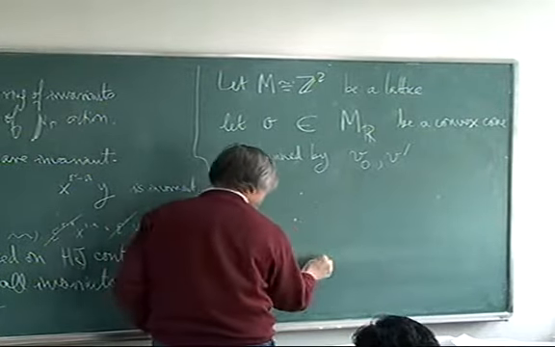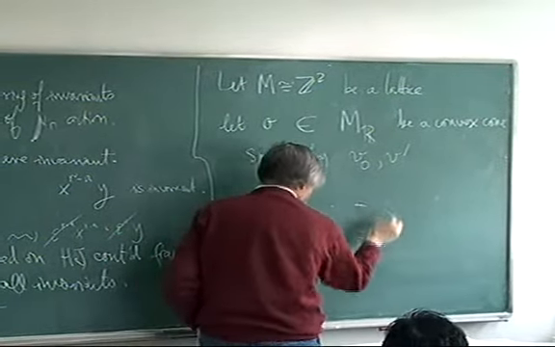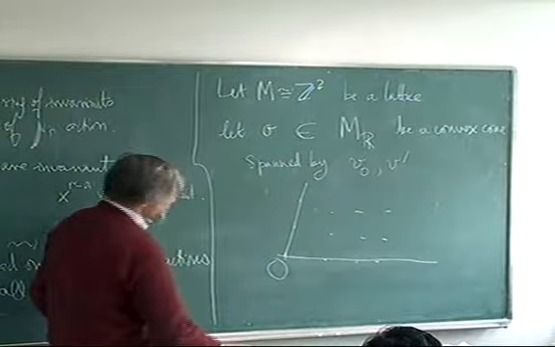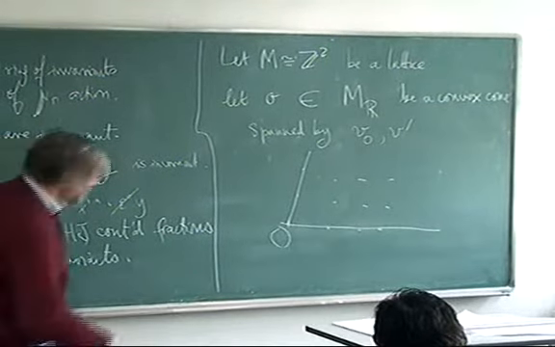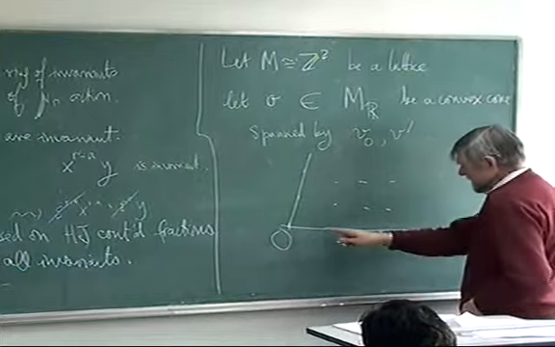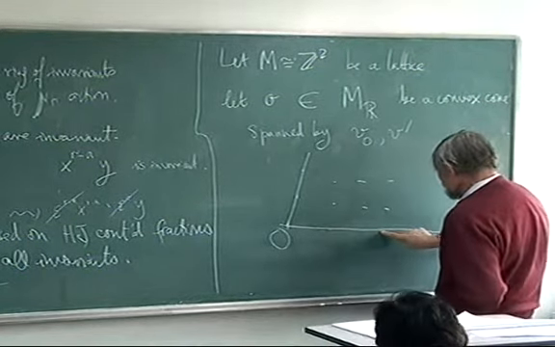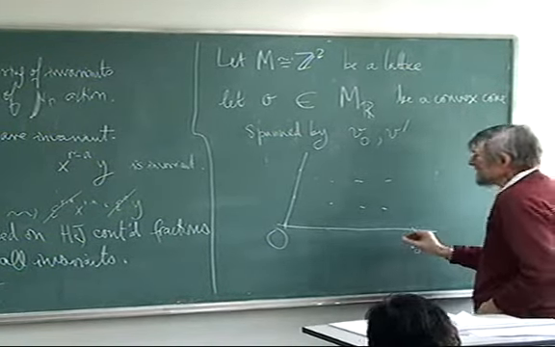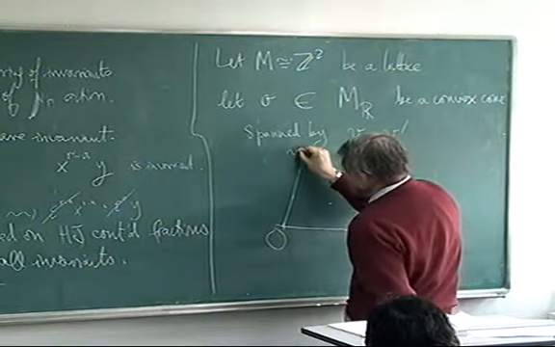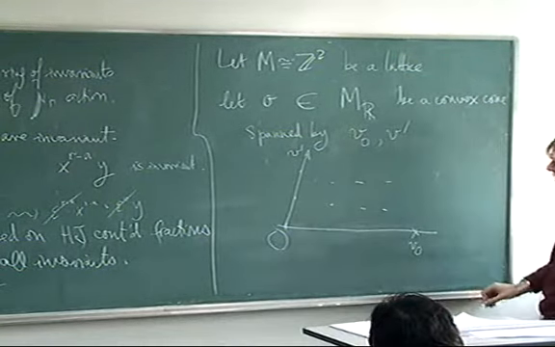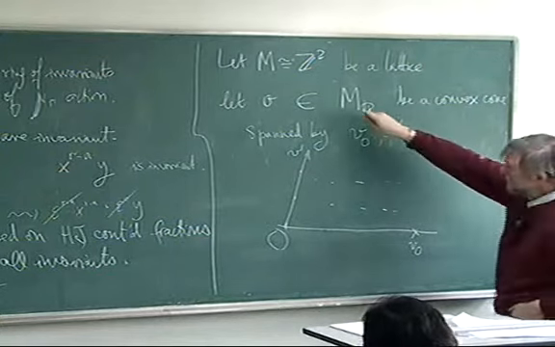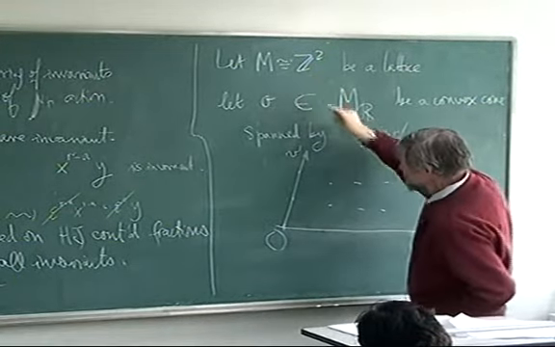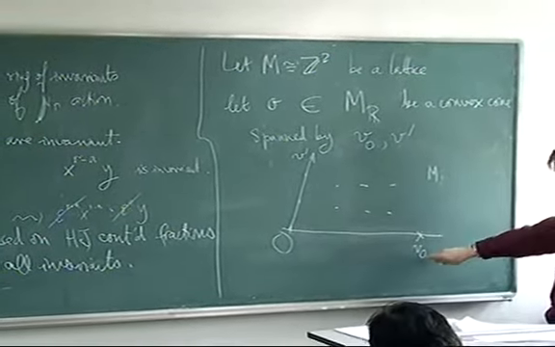So here's my lattice, and here's some cone that I choose. So a cone means it's a convex cone based at the origin. Here's V0, some vector, and here is V prime, some other vector. Okay, and I'm just going to make two assumptions here. So I'm assuming that M is Z2, and I'm writing down these vectors.